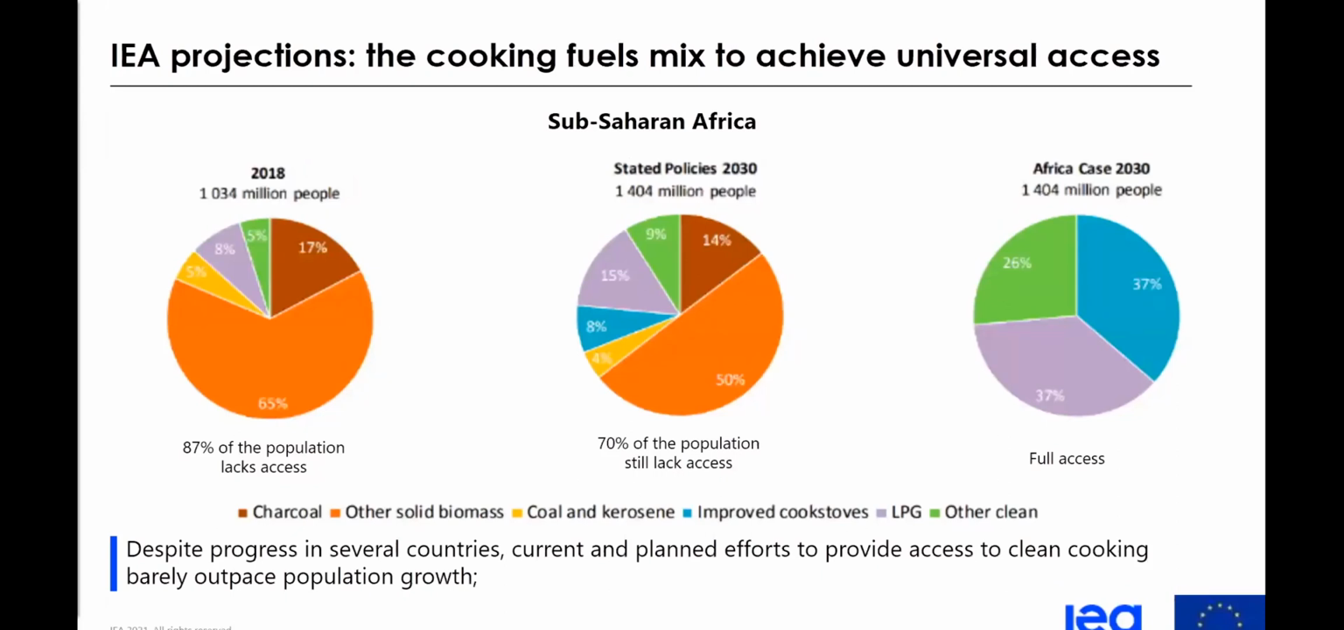Policies will continue to remain essential to push these solutions. In Côte d'Ivoire, for example, the national plan seeks to promote LPG use and increase efficiency of charcoal production. Therefore, despite progress in several countries, current and planned efforts to provide access to clean cooking barely outpace population growth.